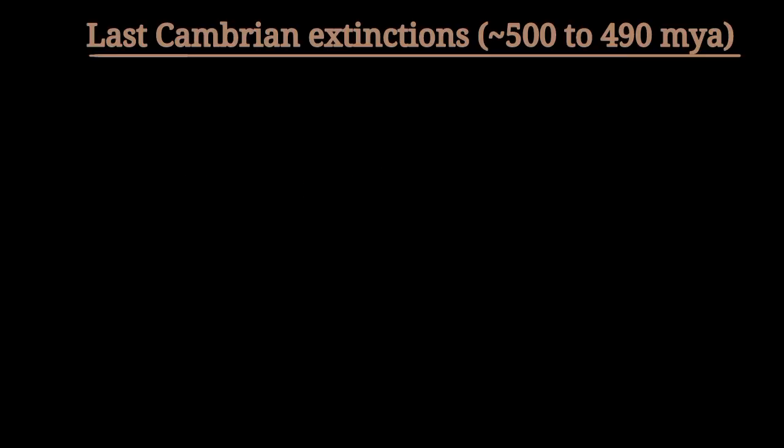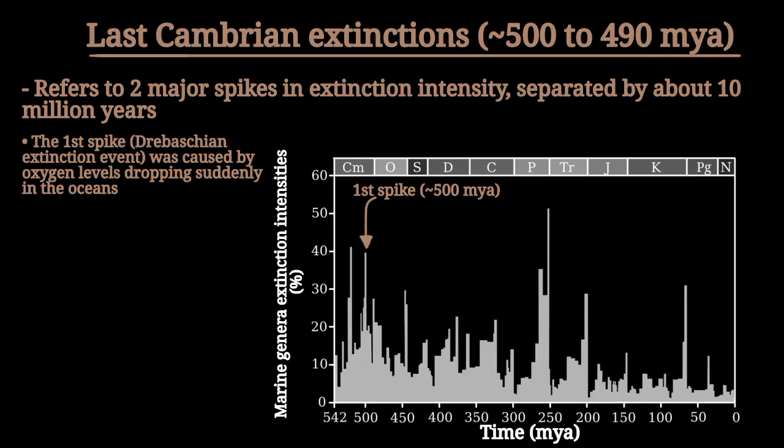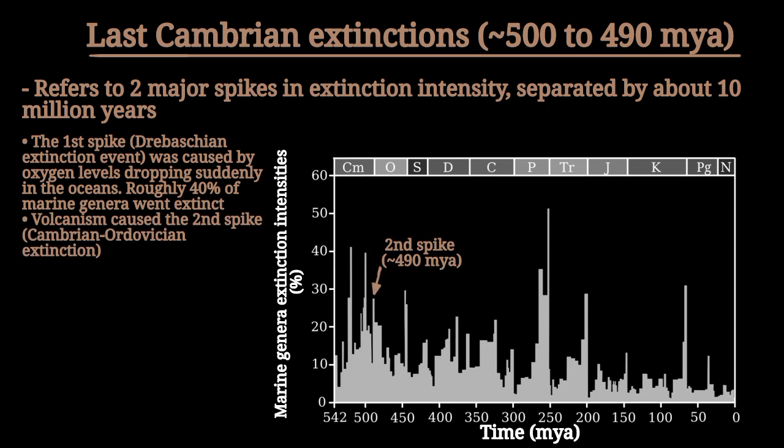The last Cambrian extinctions refer to two major spikes in extinction intensity separated by about 10 million years. A sudden drop in oxygen levels led to the first spike, known as the Drebaschian extinction event. It killed off some 40% of marine genera. The anoxic conditions persisted in the oceans, but extinction wasn't punctuated again until about 490 Mya.